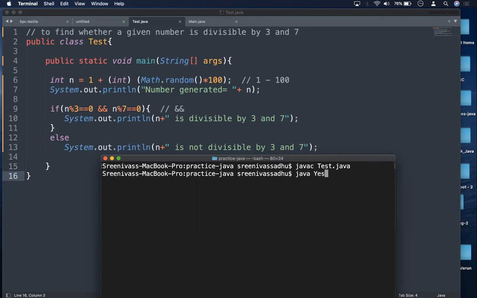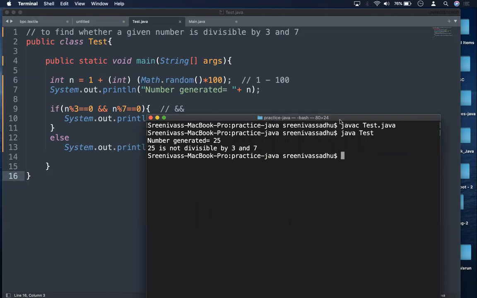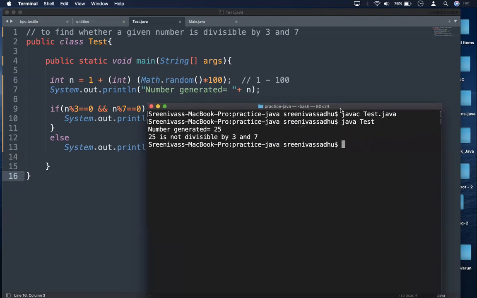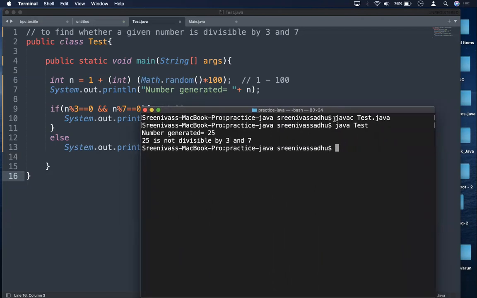Compiled successfully, and when I say test, let's see, yeah, 25 is generated. Number generated is 25. 25 is not divisible by 3 and 7. Of course, none of them will divide it. Okay, both are false in this case. Now let me see again.